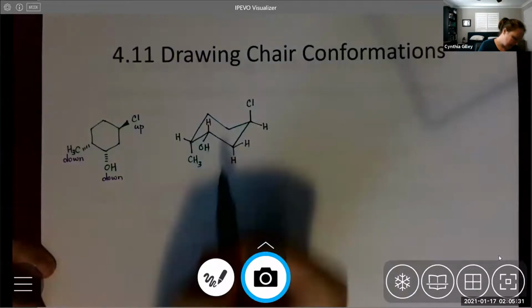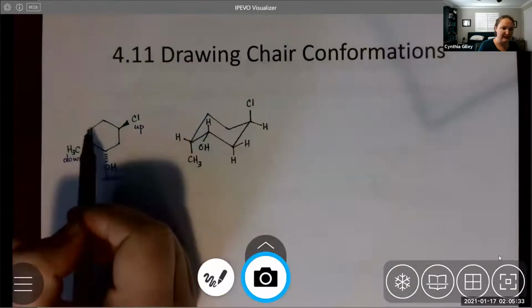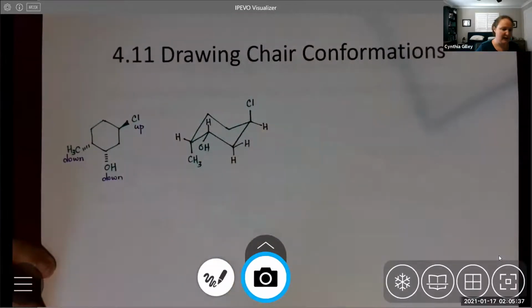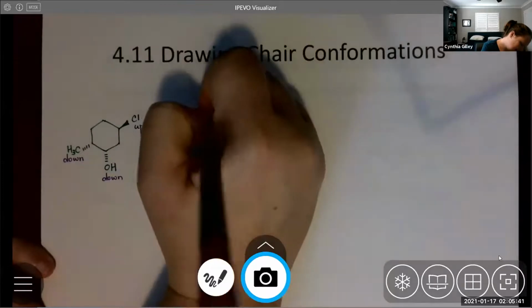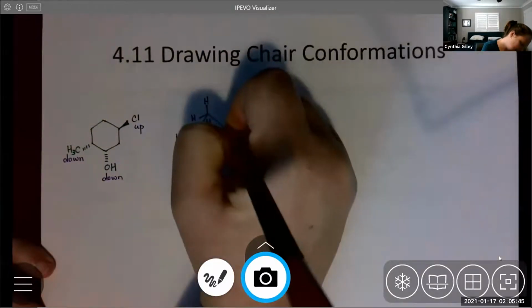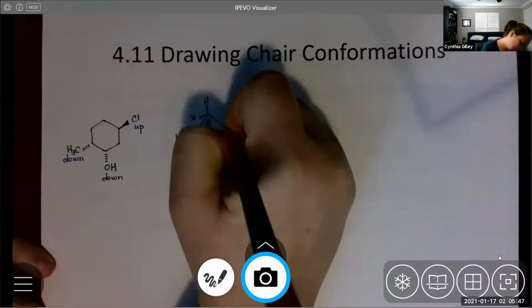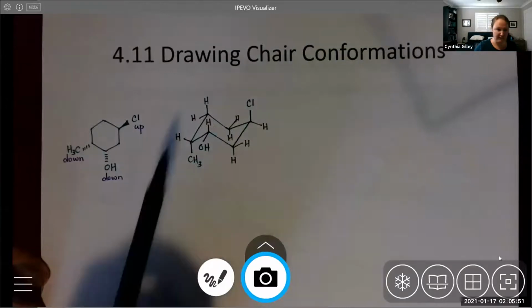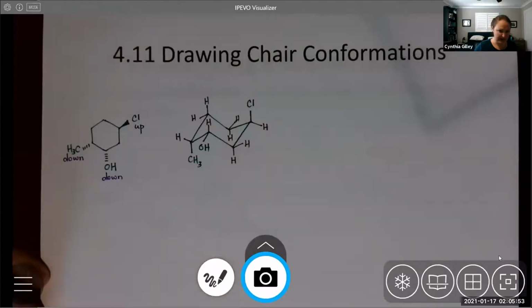And then moving up here, these are just two what we call methylenes, CH2 groups. So they both have two hydrogens attached to them. So we have both up and down, and axial and equatorial hydrogens. So this is one of the two chair conformations, and it can also flip to the other chair. So let's practice drawing the other chair as well.